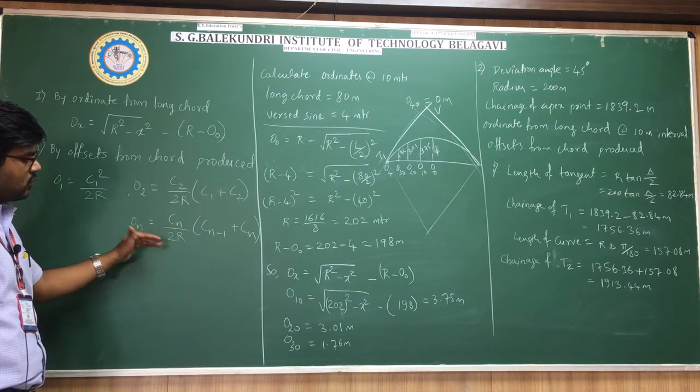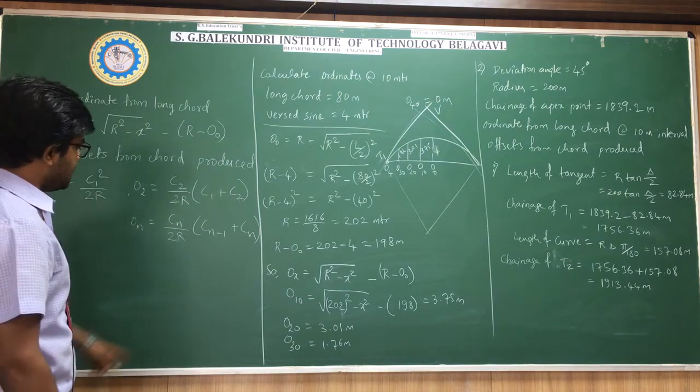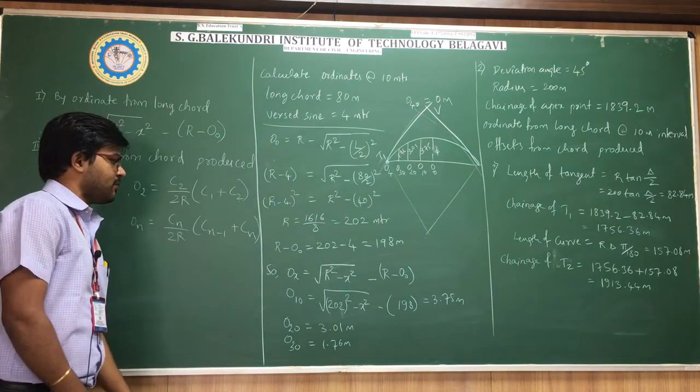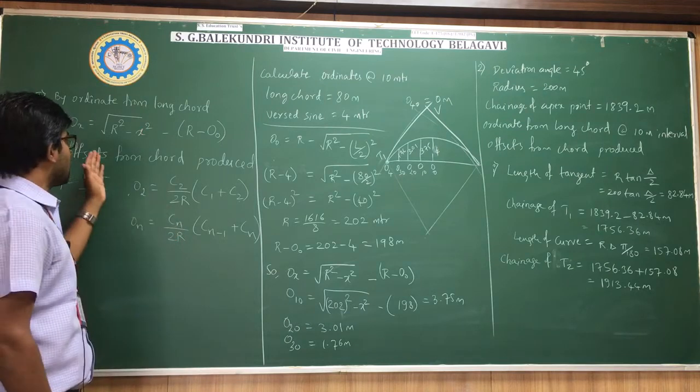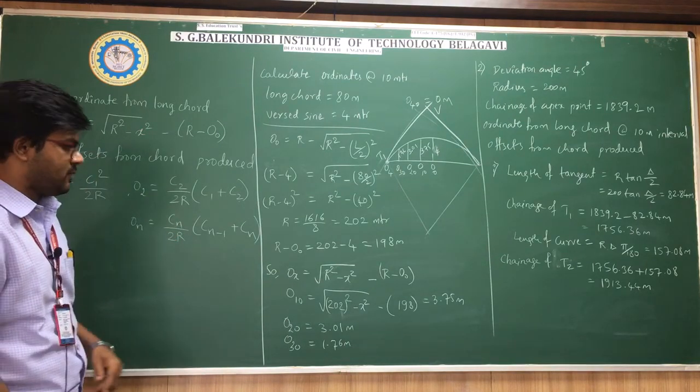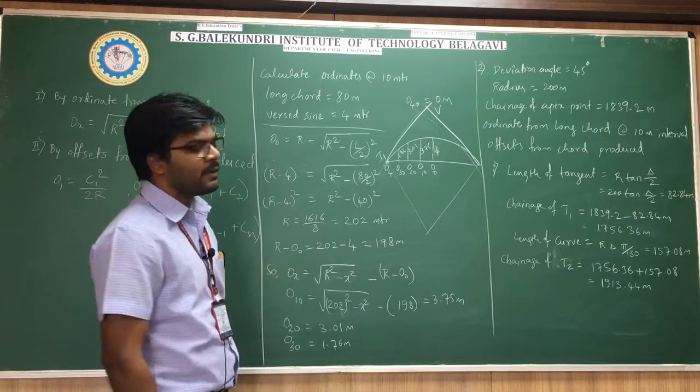On is Cn upon 2r, bracket Cn minus 1 plus Cn. By knowing the radius and the ordinate distance, we can calculate these ordinates. Okay, let us take one example here.